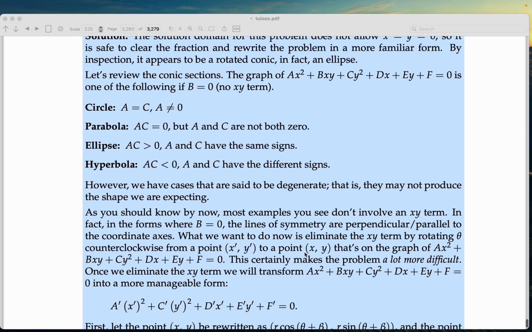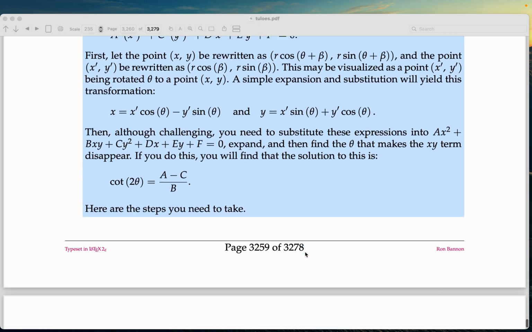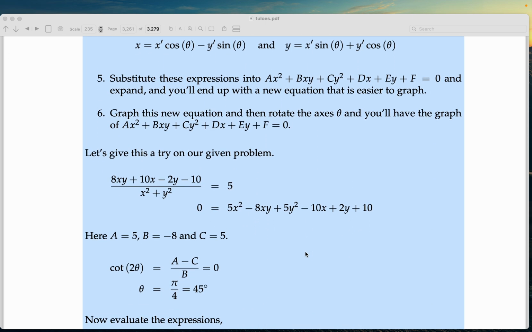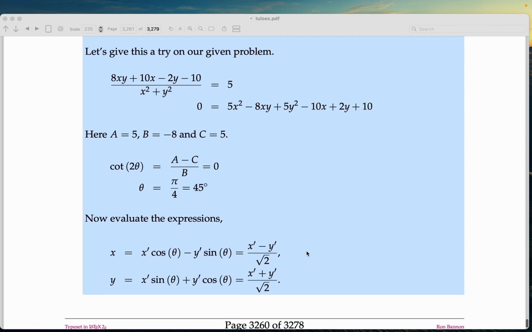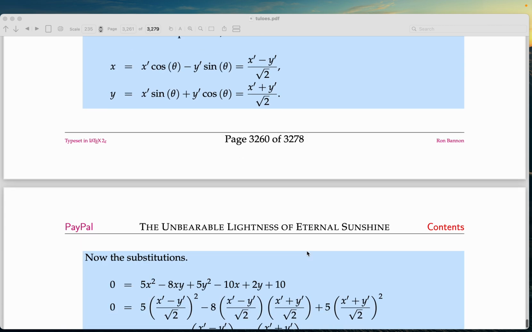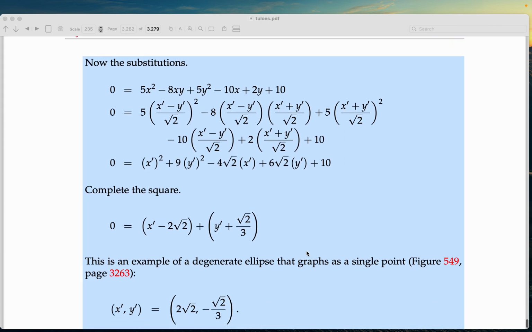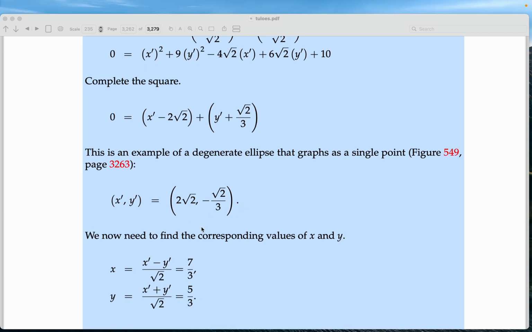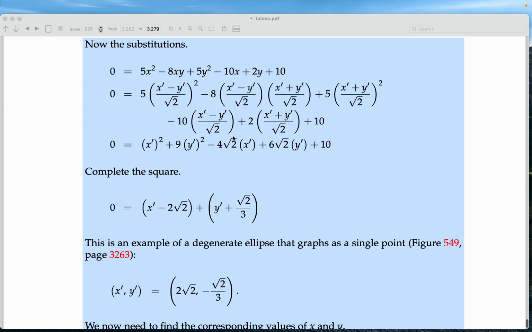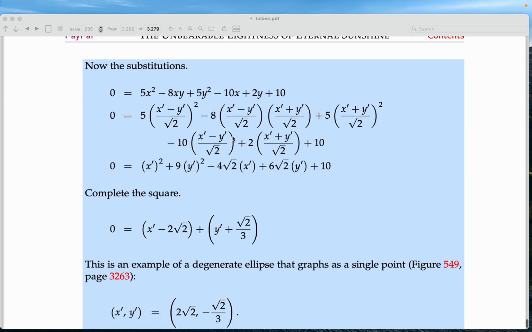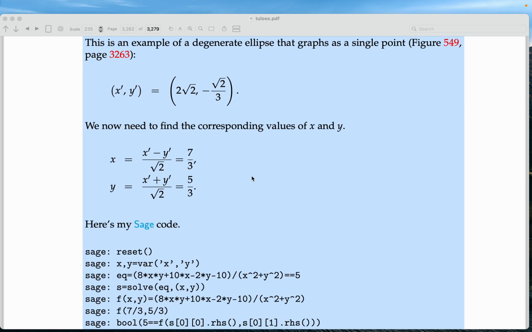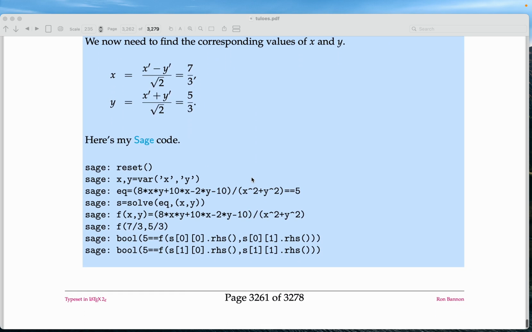and it involves some trigonometry, and we did go through that. Then what I found out at the very end was that it was a degenerate conic section. And being a degenerate conic section, I realized that there's only one point to it, and we found the point. This is the point we found for the rotated thing, and then we plugged it into our rotation formula, and we got 7/3, 5/3 for the point. And I always make a mistake somewhere.